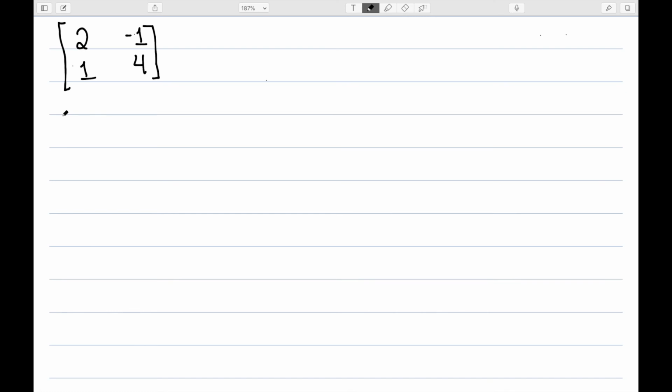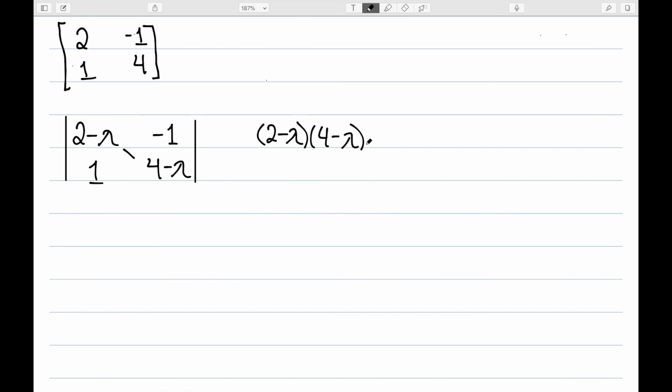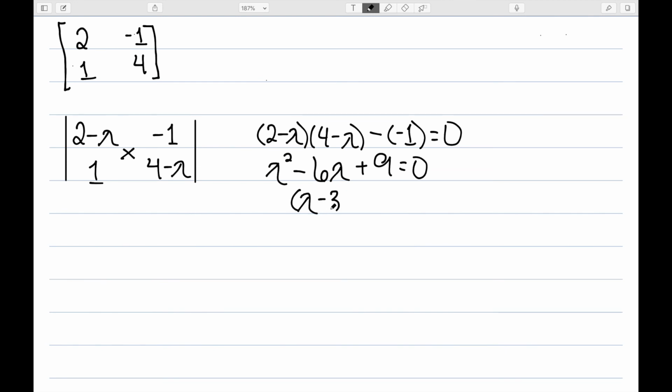Let's look at this one here. Once again, we're going to start by subtracting lambda from the diagonal. So 2 minus lambda, negative 1, 1, and 4 minus lambda. And then we take the determinant. (2 minus lambda) times (4 minus lambda) minus negative 1. And we need to know when this is equal to 0. This gives me lambda squared minus 6 lambda plus 9 once I simplify it. And this factors into (lambda minus 3)(lambda minus 3).